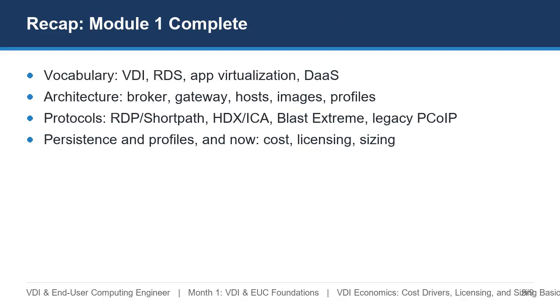That completes Module 1. You now have the vocabulary to distinguish VDI, RDS, Application Virtualization, and DAS, the universal architecture of broker, gateway, session hosts, golden images, and profile layer, a working knowledge of the display protocols and why PCoIP is legacy in 2026, the persistent versus non-persistent trade-off and the profile tools that make it work, and now the cost, licensing, and sizing vocabulary to defend a design in a budget conversation.